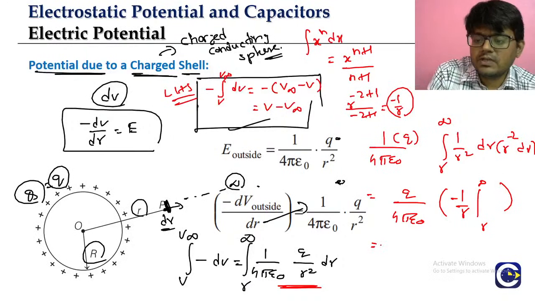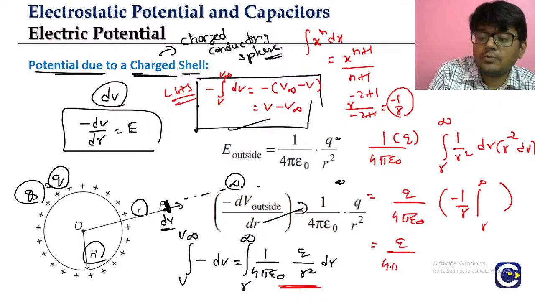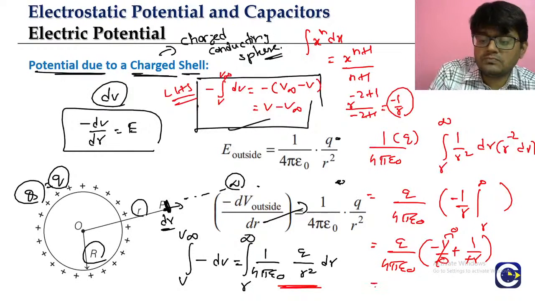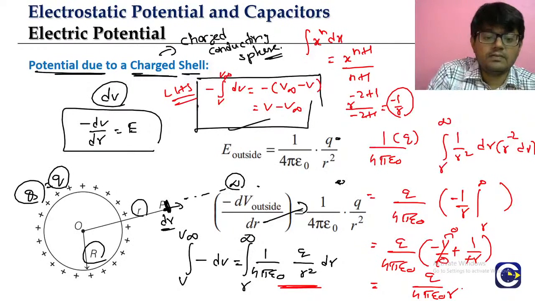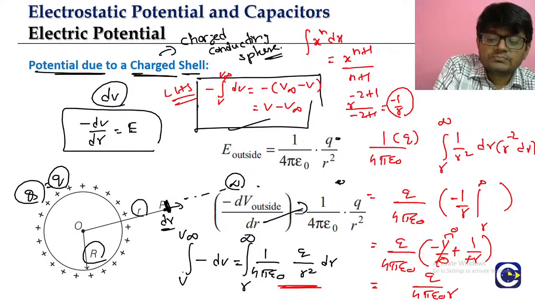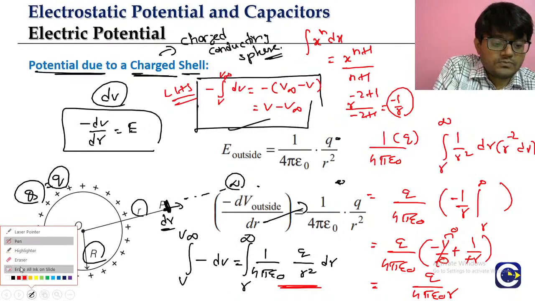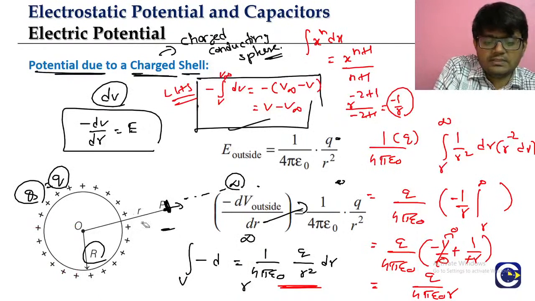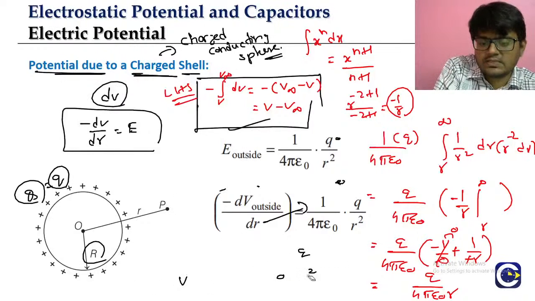r to infinity. So look here, q/4 pi epsilon naught minus 1 by infinity minus of 1 by minus r. So minus 1 by infinity means what, 0, right? Minus minus becomes plus. So what is it, q/4 pi epsilon naught into r. So this is just standard, we have done the integration based on the standard results of the integration.